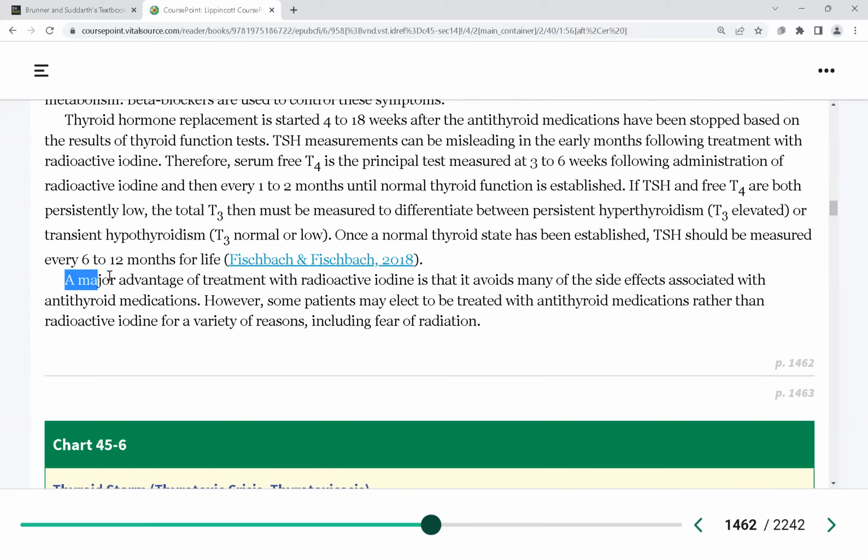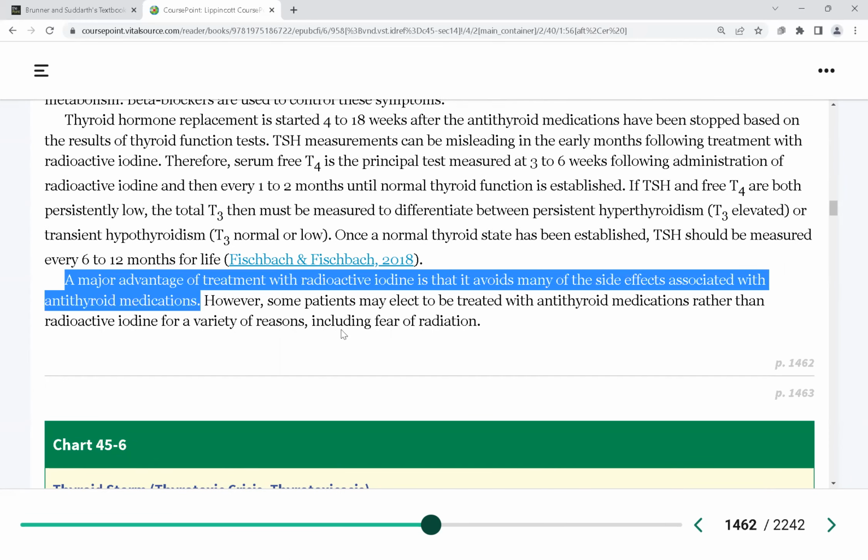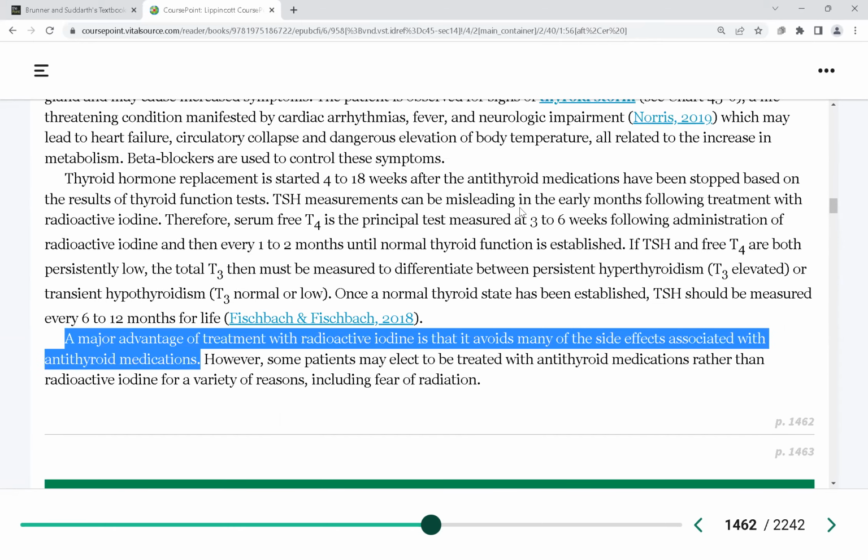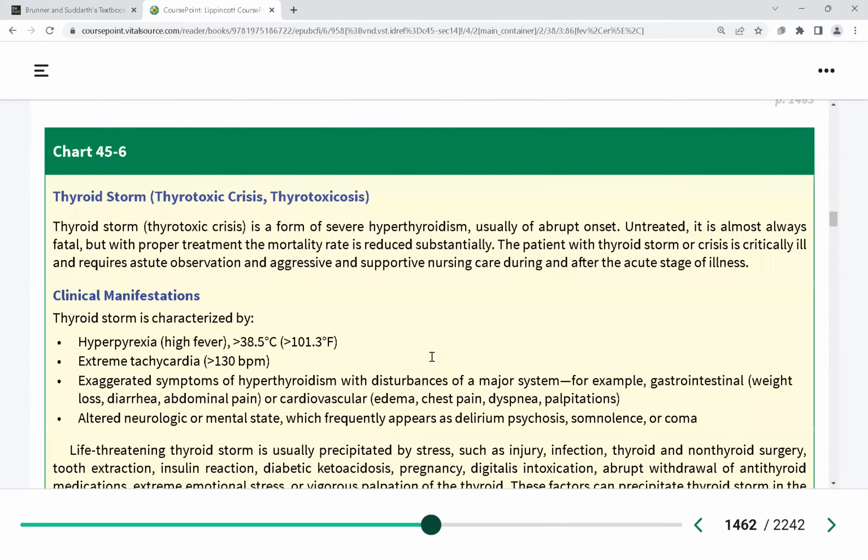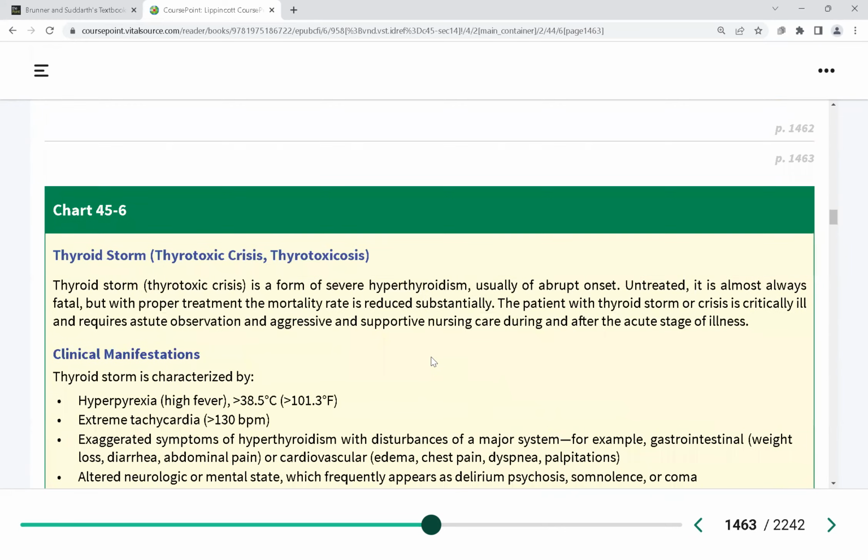So why should these women choose radioactive iodine over the antithyroid medications? Well, here's the reason. Although we have side effects associated with radioactive iodine, there are even more side effects with the medications. Let's go to the medications shortly.